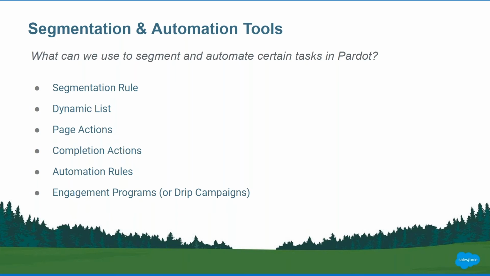Engagement programs, if you're familiar with Marketing Cloud, are similar to what we call journeys there. Basically, it's a customized flow or drip campaign that you can create in Pardot in order for each customer to have a customized experience on which email to receive or which activity they will be in. That will be discussed more in the session after this one. So today we will focus on these automation tools.